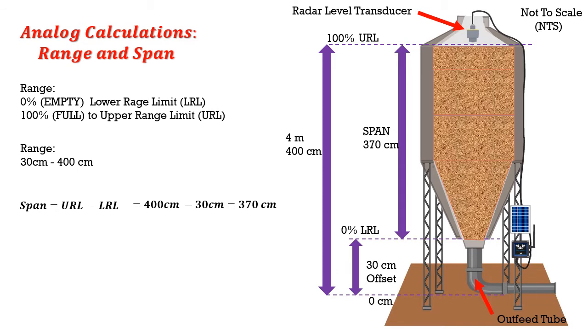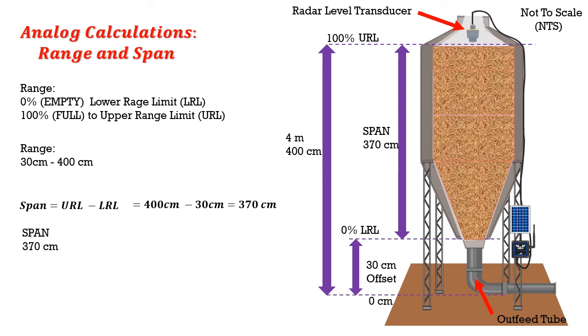This distance between our upper range limit and our lower range limit is what we refer to as our span. And when you take the difference of the 400 centimeters and the 30 centimeter offset, the span of 100% full to 0% empty is 370 centimeters in our example. So I hope that gives you a better understanding of the terms range and span, our upper range limit and our lower range limit. And again, this gives us a span for our example that we're going to use today of 370 centimeters.